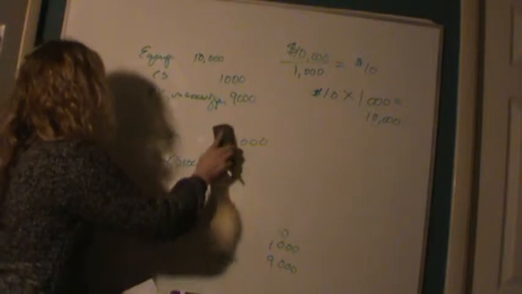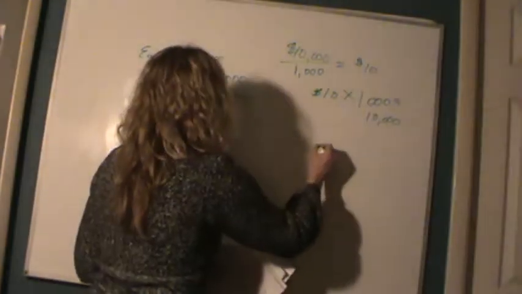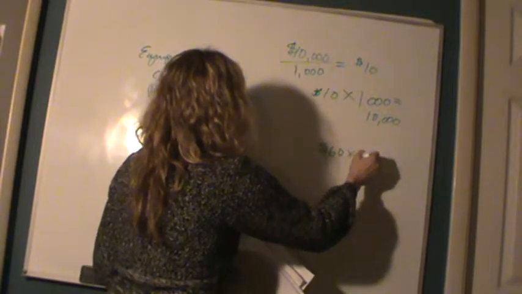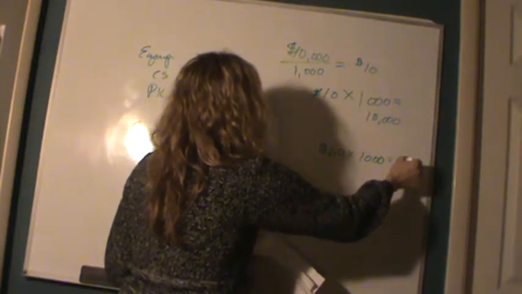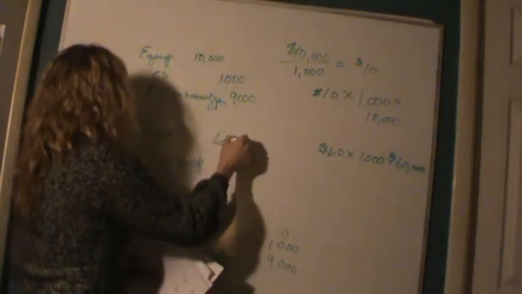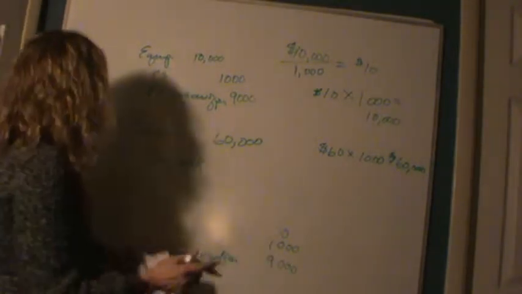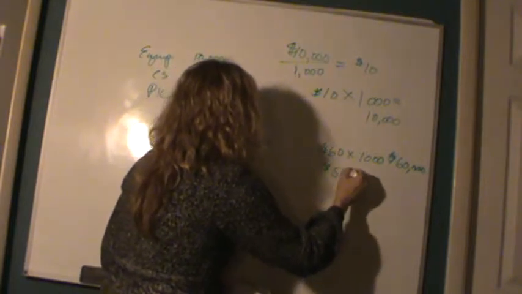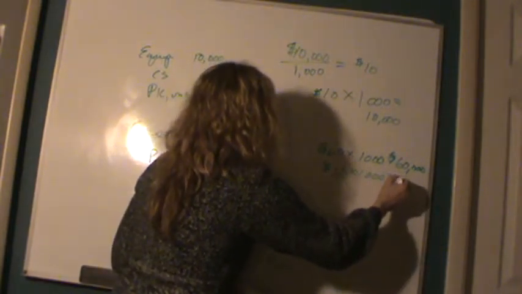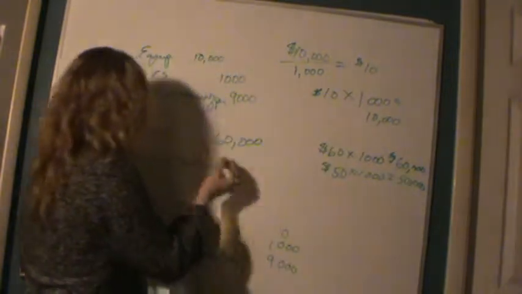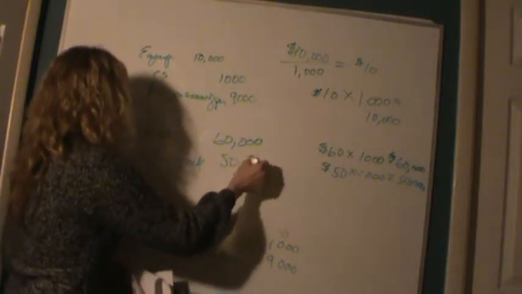Oh, I'm sorry, excuse me. The cash we received, I almost made a mistake. Let me go back and look at it again. The cash we received was $60 per share. So $60 per share times 1,000 shares is $60,000. So the cash I received, we're going to debit for that $60,000. The par value of the preferred stock is $50 a share. $50 a share times 1,000 shares is going to equal $50,000. So I'm going to credit preferred stock for $50,000.